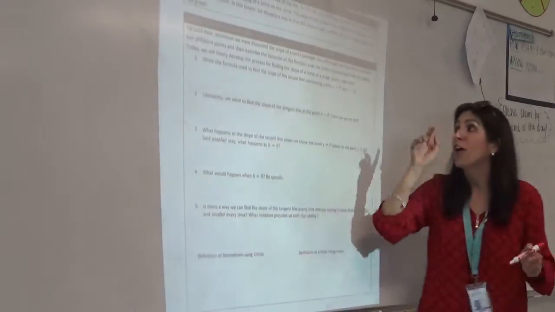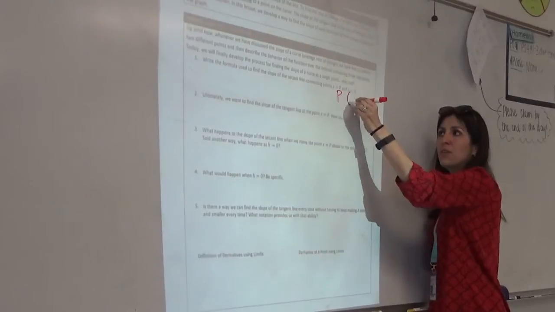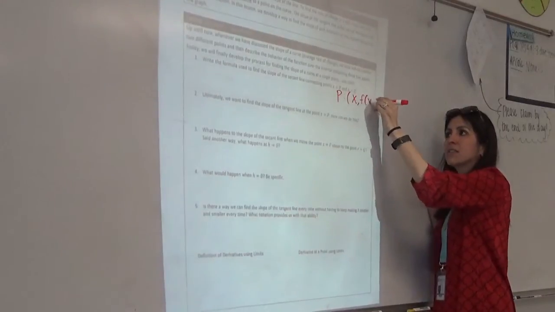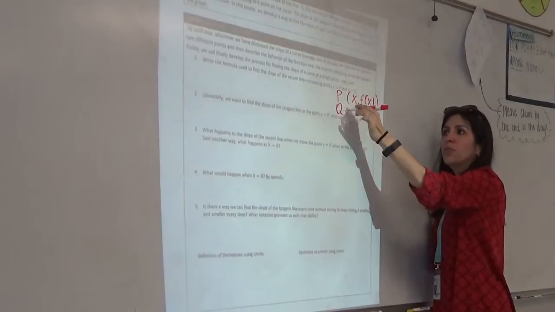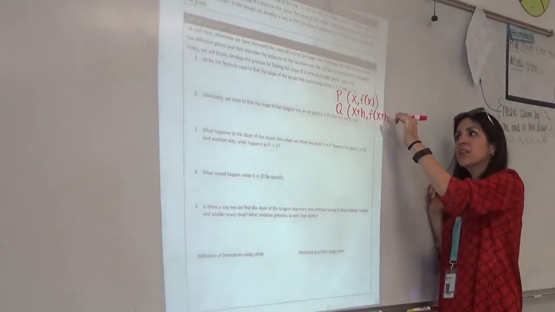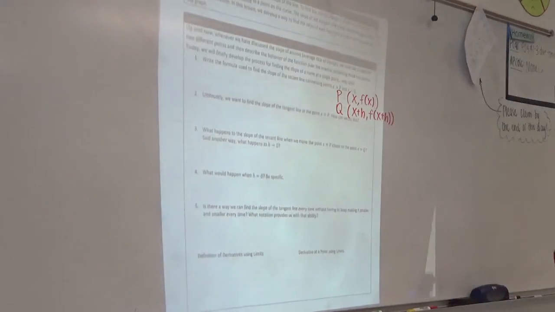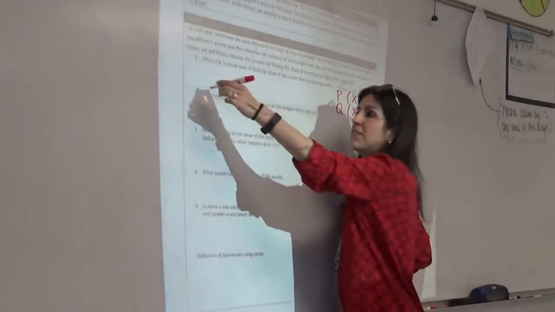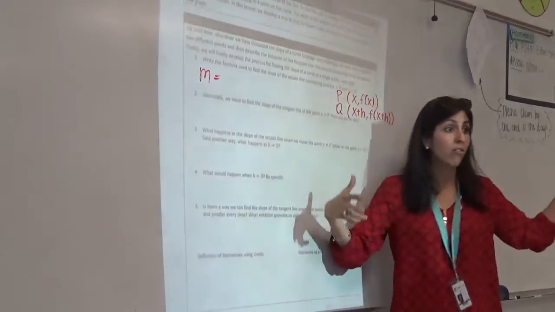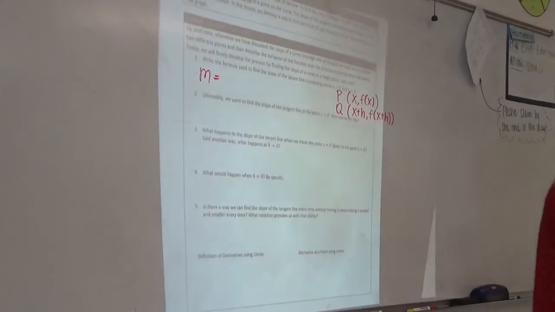Number 1. Okay, in order to answer number 1, I need to remind you. The point P was at x, f of x. The point Q was at x plus h, f of x plus h. Do me a favor, using y2 minus y1 over x2 minus x1, please find the slope in a very general sense between those 2 points. I did it a second ago, just see if you can remember. Take about 1 minute with your tables, get me the first slope.